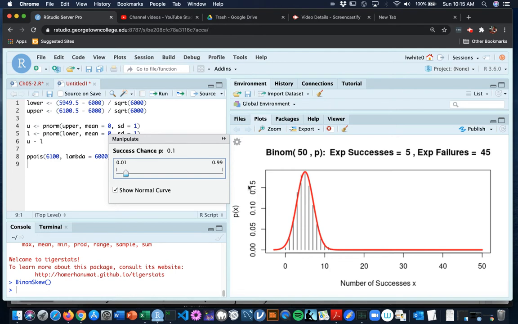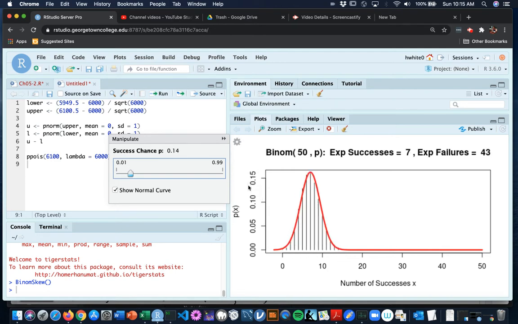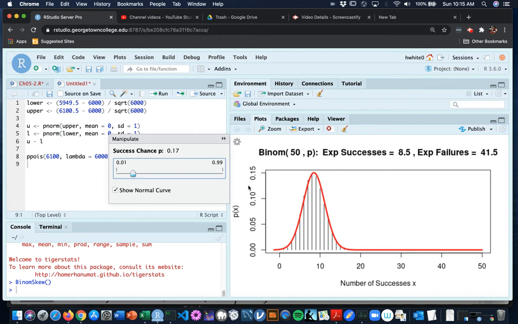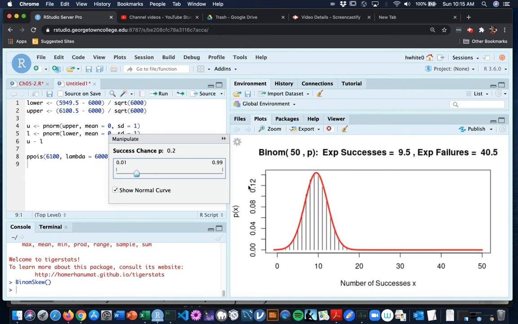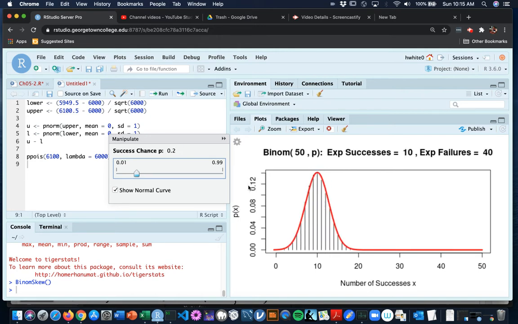Stricter people say that you should have at least 10 expected successes and failures. If you bump the chance of success up to 0.2, you'll get 10 expected successes. And by now, the shape is looking really close to normal.